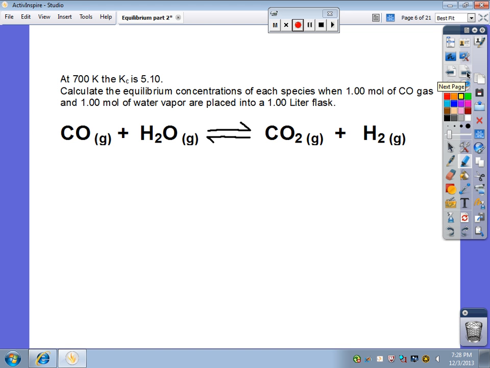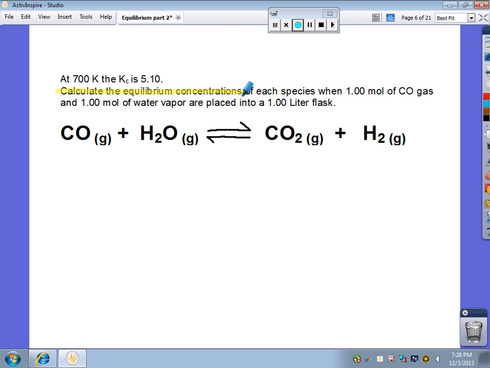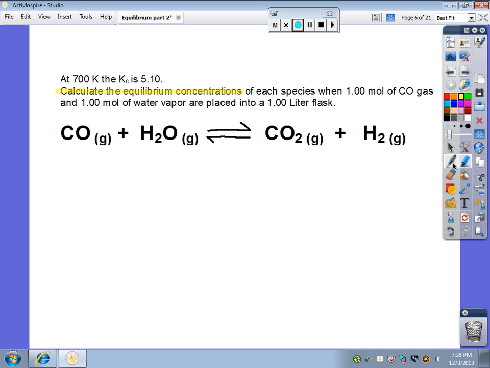And right here, it says, calculate the equilibrium concentrations. So I'll go ahead and highlight this. Calculate the equilibrium concentrations. I don't know them. Before, we knew the equilibrium concentrations. Now we don't. So that makes this a different type of problem. It's more advanced. And we're not going to call this Chem 1 baby. We're going to call this ICE.